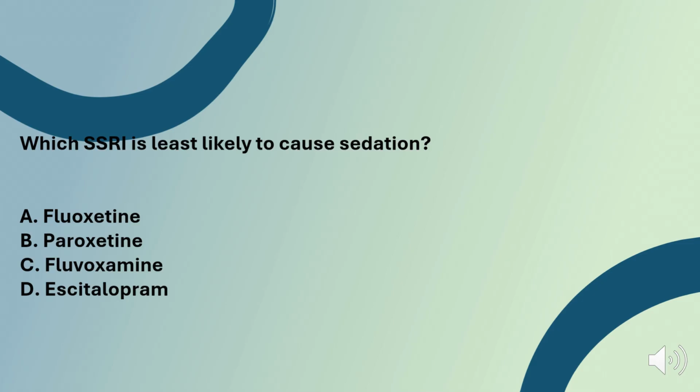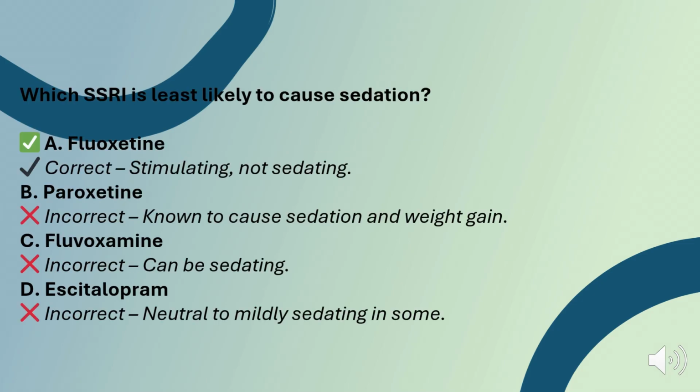So we look at this, go on to the next slide. That's the correct answer, because fluoxetine is activating, it's not sedating. Remember, we take it in the morning because we don't want to keep them awake. Paroxetine is not known to cause sedation and weight gain. Fluvoxamine, it's incorrect because it can be sedating. And escitalopram, it's incorrect because it's neutral to mildly sedating in some.